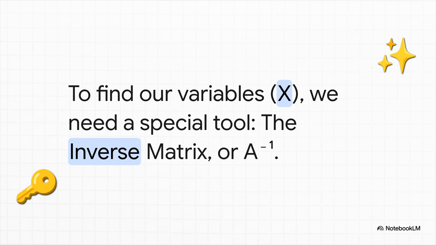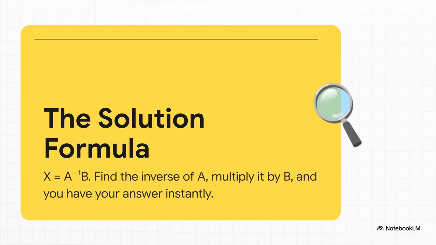You can think of it like this. If our original matrix A is the lock on the puzzle, then this A inverse is the one-of-a-kind key that's perfectly crafted to open it. And once you have this key, solving the puzzle becomes almost laughably simple. To find our variables, our matrix X, all we have to do is take that inverse key, A inverse, and multiply it by our constants, B. That's it. One single clean multiplication gives you the answer to the entire puzzle.